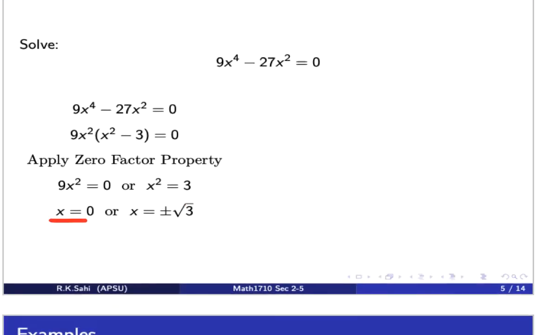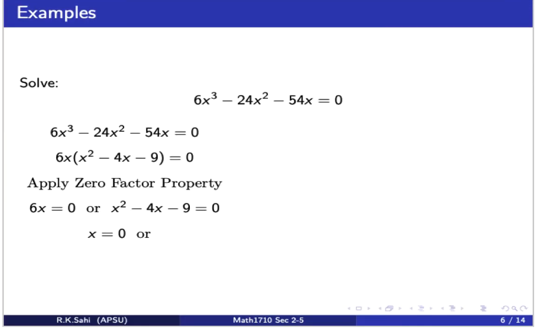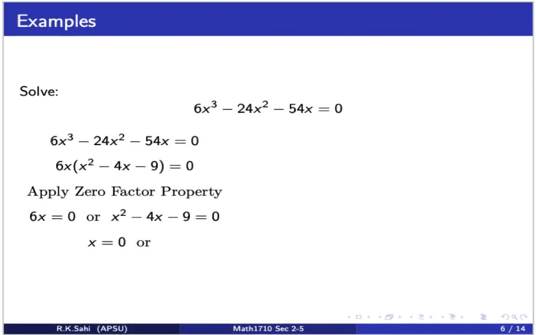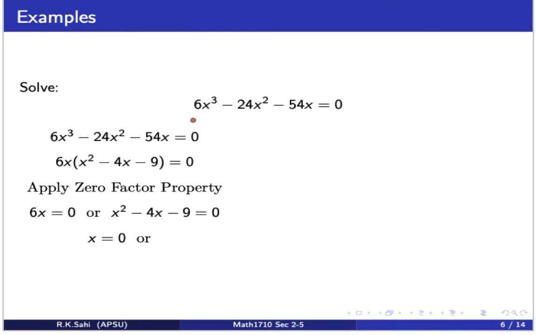So let's go forward and look at this example. Now this is a cubic equation given by 6x cubed minus 24x squared minus 54x equals 0. When we solve this cubic equation, we have to see what the common factors are. Clearly notice x is present in each of the terms on the left-hand side of this equation. And there's also something common between the constant terms, 6, 24, 54. 6 is a common factor here too.